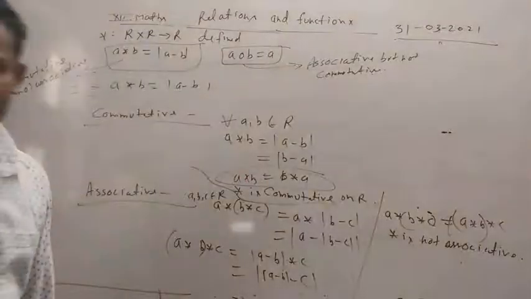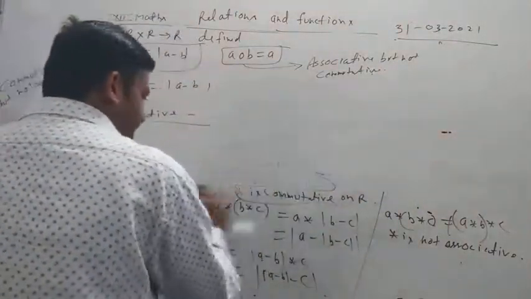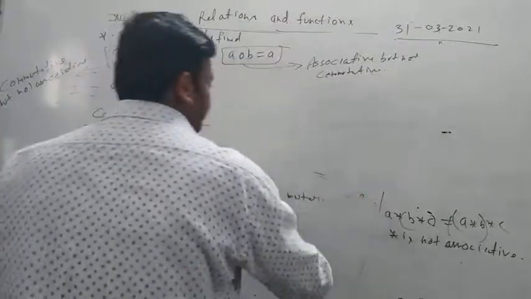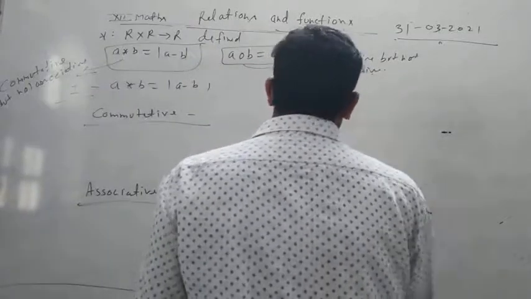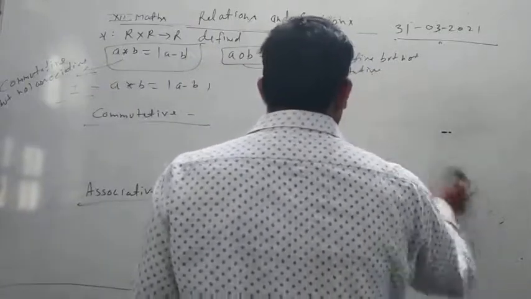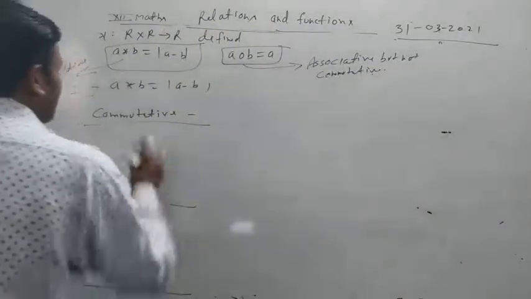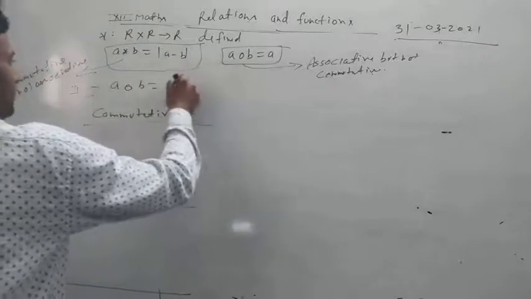Now we check its second part. In the second part we have to prove that it is associative but not commutative. So let's check. The second part is A operation B, which is equal to A.